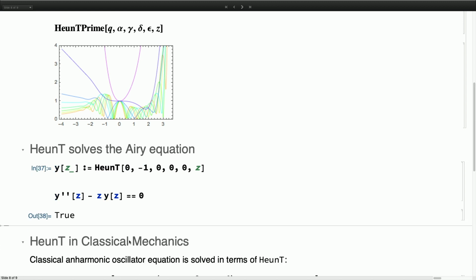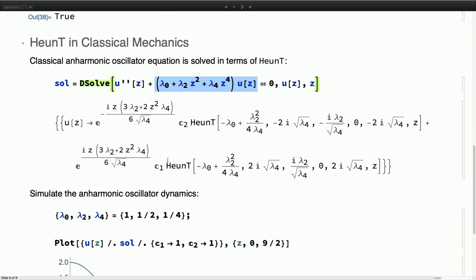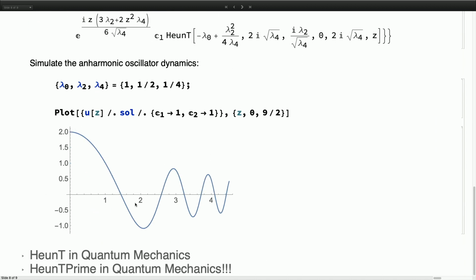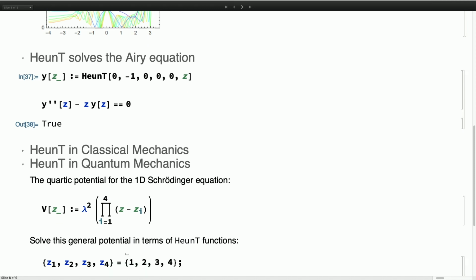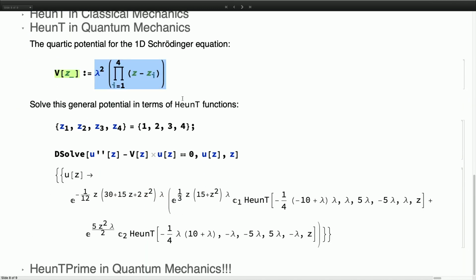OK, HeunT is important from both classical and quantum mechanics points of view. So we are able to solve this type of equations in HeunT. So it's a classical anharmonic oscillator. It's solved in HeunT, and we can work with it. We can simulate the dynamics. We are able to also solve some problems from quantum mechanics. In fact, it's the same potential, a fourth order polynomial potential, and we are able to solve it in HeunT functions.